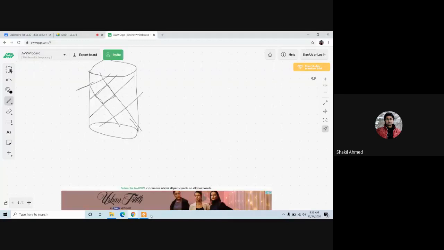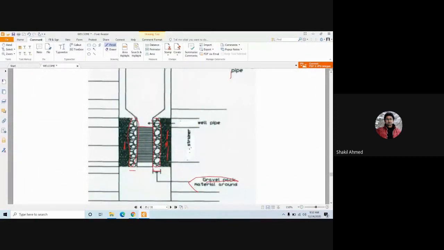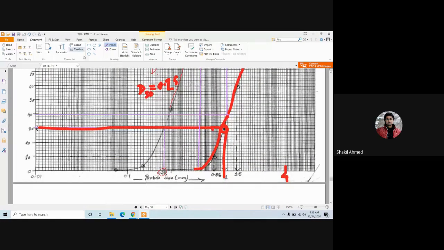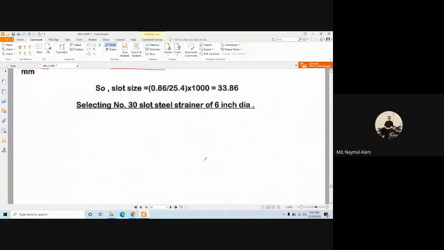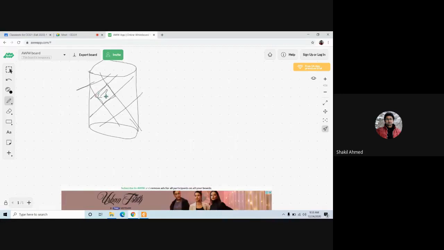Now, guys, if you look at this picture, these strainers are supposed to capture which particle? This particle, right? Yes, sir. Gravel pack material, right? So you have to target D10 of the gravel pack material. What is the D10 of the gravel pack material, by the way? Look at this. D10 of the gravel pack material is 0.86, am I right? Yes, sir. So 0.86 millimeter. This is the size of the opening of the strainer, 0.86.